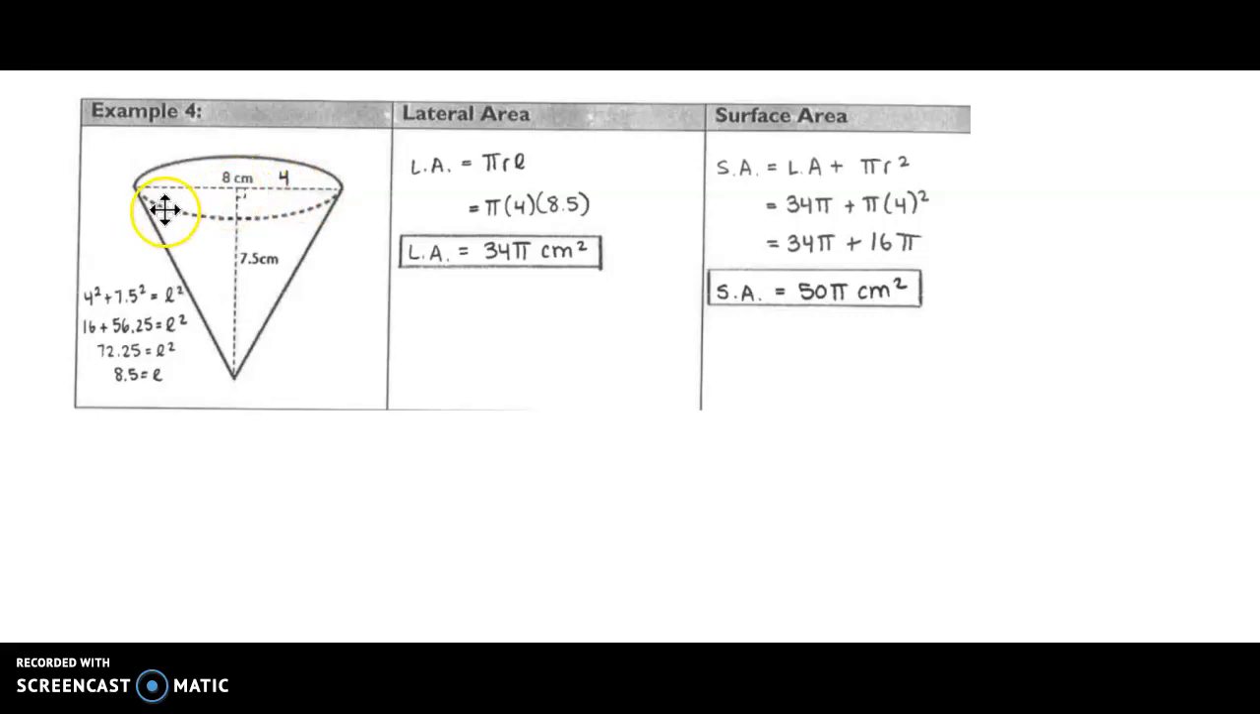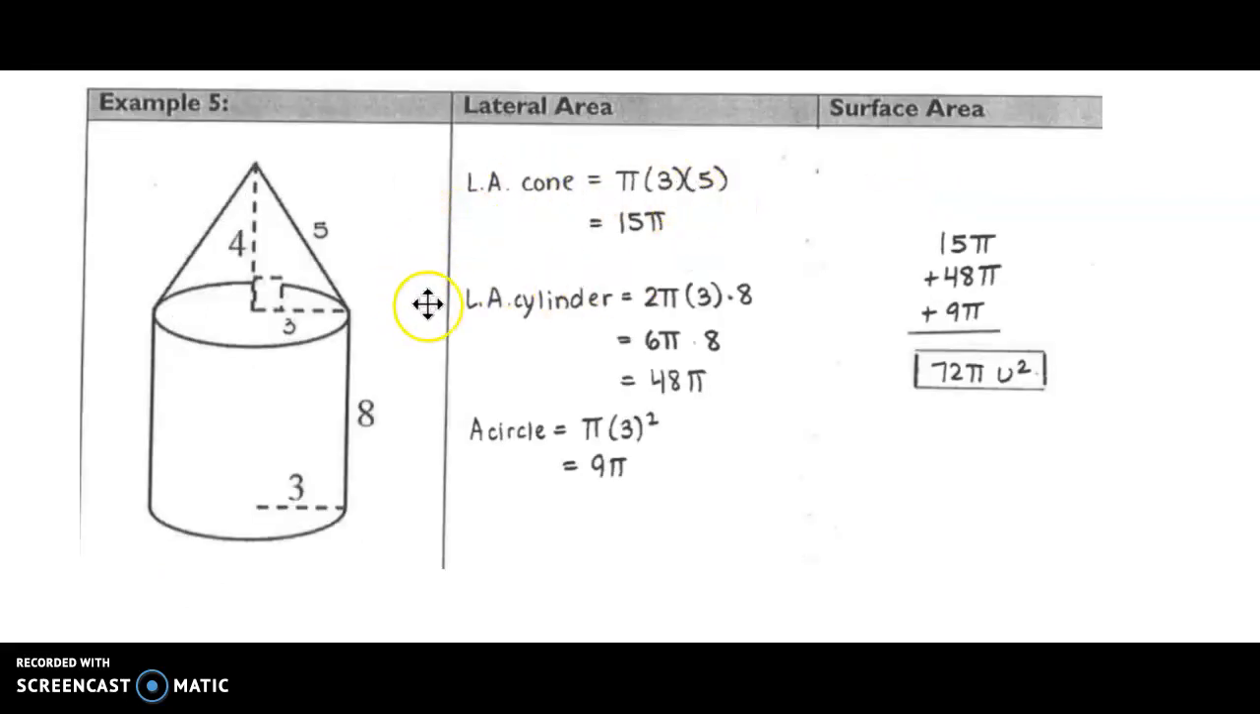Okay, in this example I want to highlight, sometimes you have to figure out the slant height, and in this case we have to use the Pythagorean theorem to do that. Okay, and then you know how to find the area of the circle. And in this one, there is no pi R squared for the circle because it's not on the surface.